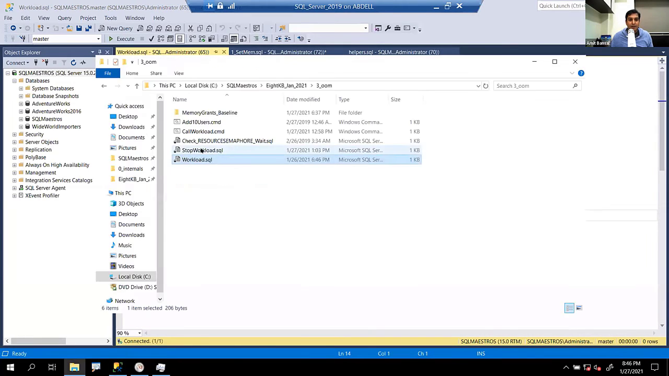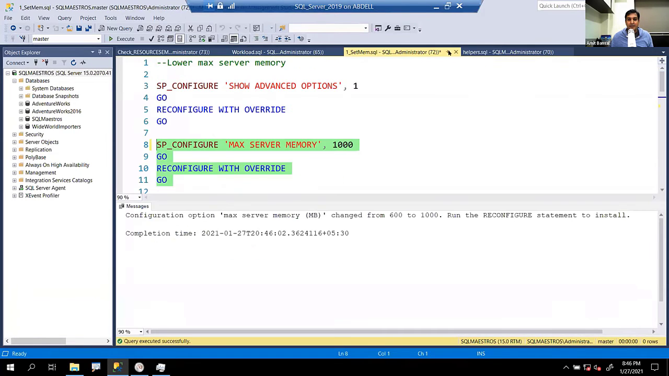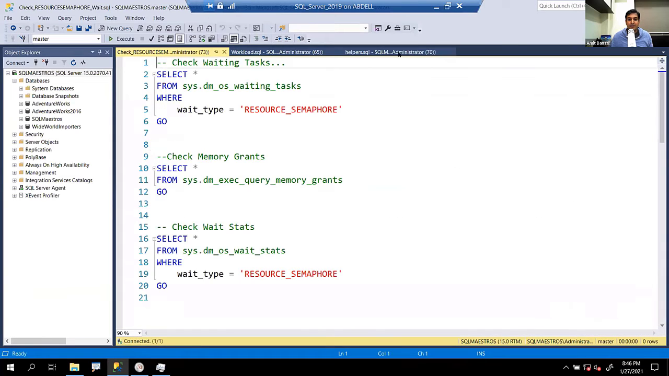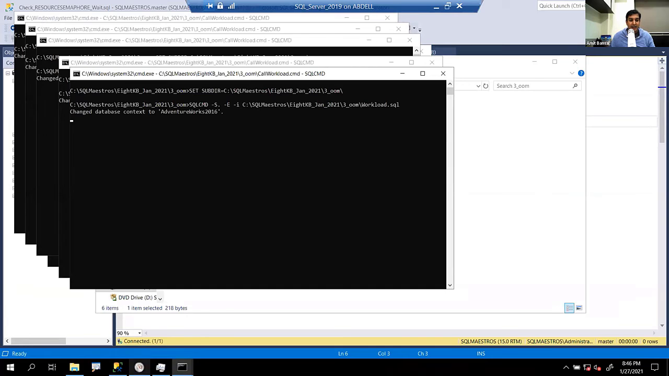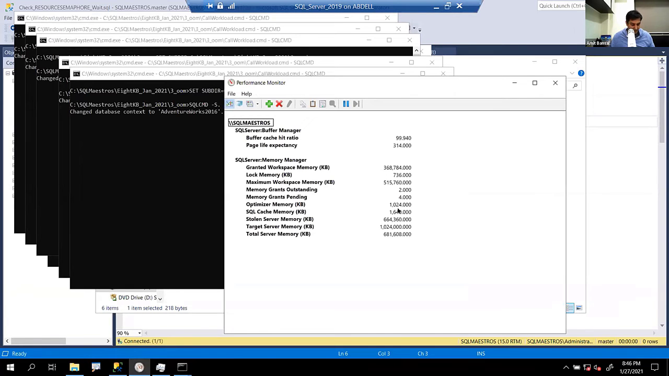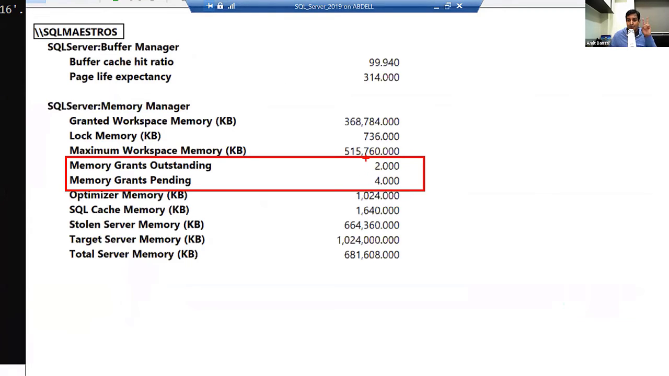And then what I am going to do is open up resource semaphore wait type. And let's close this. And we have the helpers. And I'm going to add 10 users by calling this workload. So let's get started. And let's go back there. And now you can see here, memory grants outstanding and memory grants pending. This means that 2 instances of the queries were actually given memory, and there are 4 queries that are actually waiting.